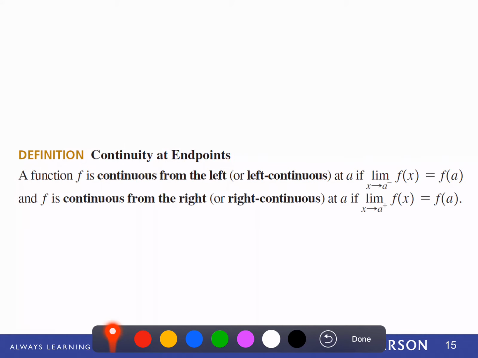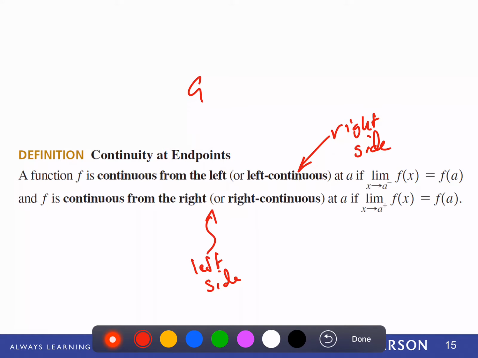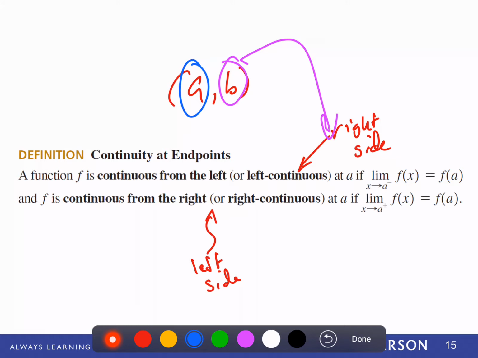So again, the left-hand continuous, I'll mention here, this is on the right side of the interval, and this point here is usually on the left side of the interval. So if I had the interval a and b, the b is what we're talking about here, and the a that we're talking about here.